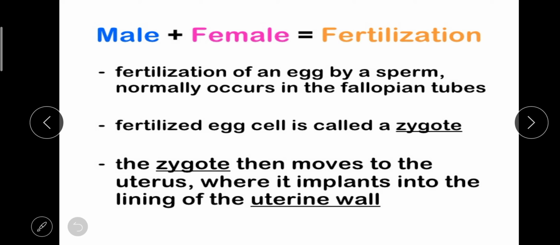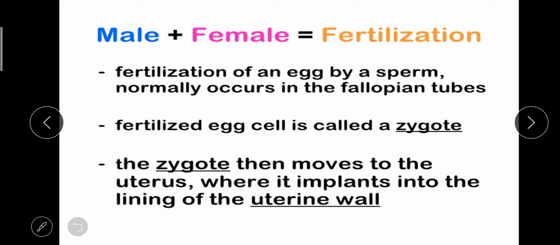Fertilization of an egg by a sperm normally occurs in the fallopian tube. As I told you before, this process happens in the fallopian tube only. Later, that fertilized egg cell is called a zygote. After that, the zygote moves towards the uterus, where it implants into the lining of the uterine wall.